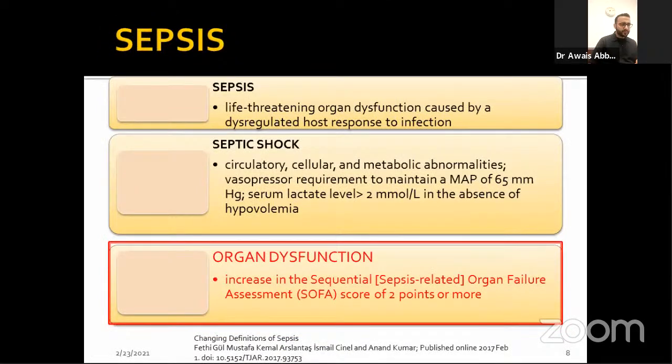I'll quickly go through the definition of sepsis, just for a brief overview. Sepsis is a life-threatening organ dysfunction caused by a dysregulated host response to infection, and we'll look into what I mean by dysregulated immune response. Septic shock is defined as circulatory, cellular, and metabolic abnormalities that require vasopressors to maintain the mean arterial pressure, with a high serum lactate of greater than 2 in the absence of hypovolemia. Organ dysfunction we define as a sequential organ failure assessment (SOFA) score of 2 points or more.